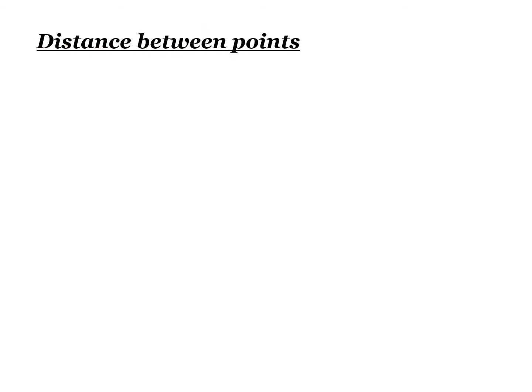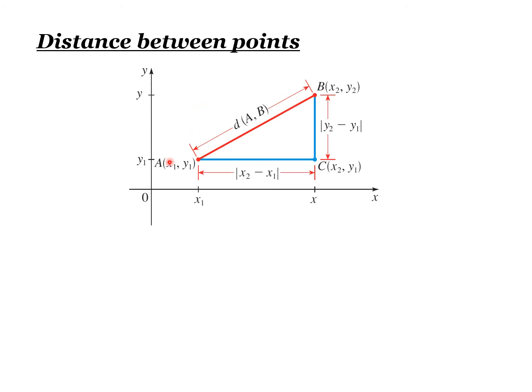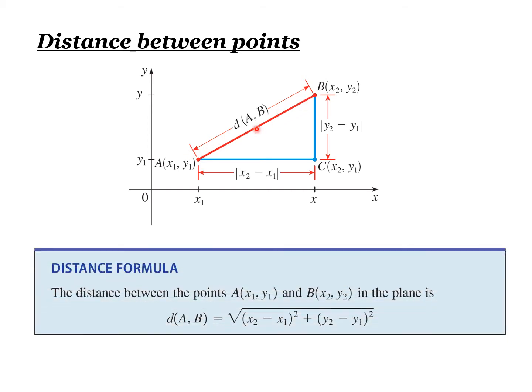Distance between points. Now suppose we are given 2 points A and B in the coordinate plane and we want to find the distance between these 2 points. The formula to calculate the distance between these 2 points is (x2 minus x1) square plus (y2 minus y1) square, and then the root of the whole.